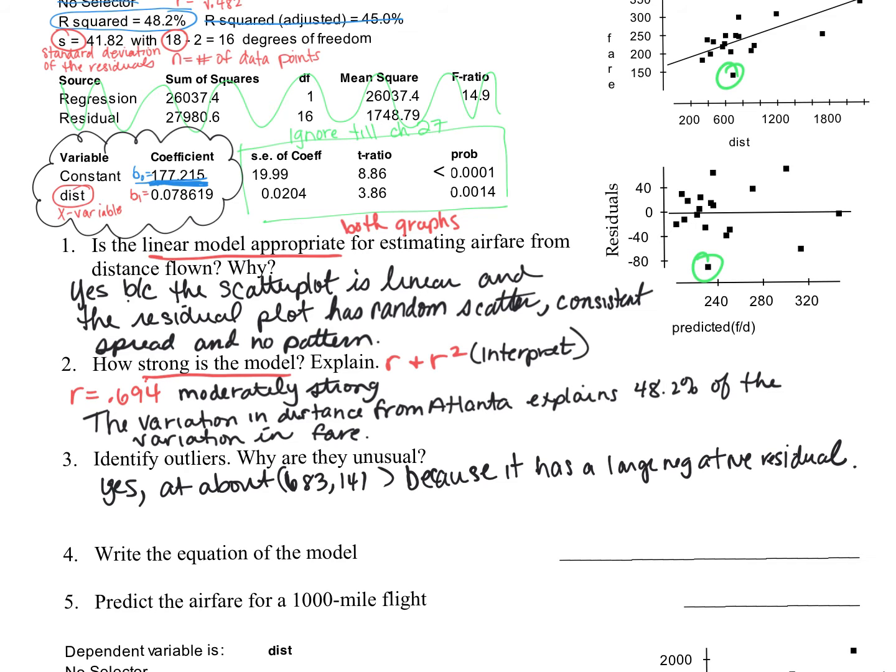So fare hat equals 177.215. If you have all the decimal places, you can use them. It's positive, so plus 0.078619 distance. Just wanted to color code that.